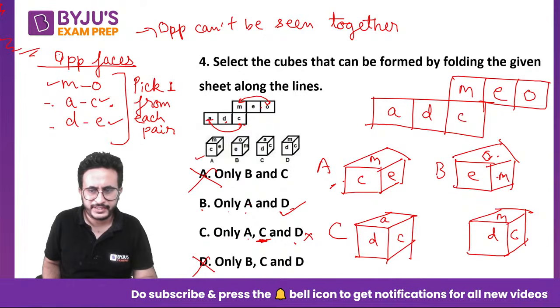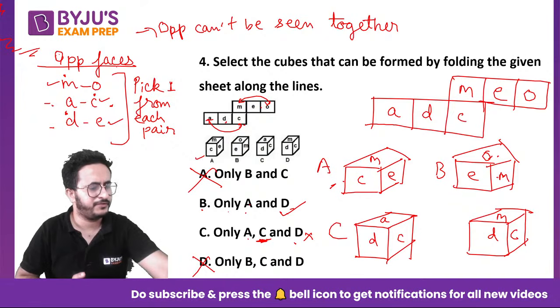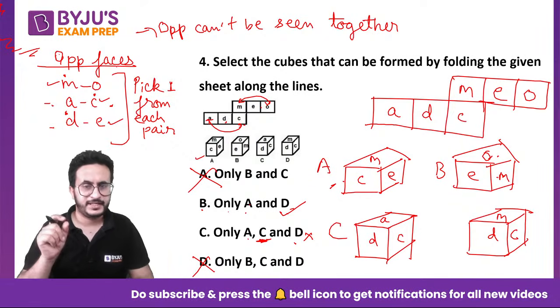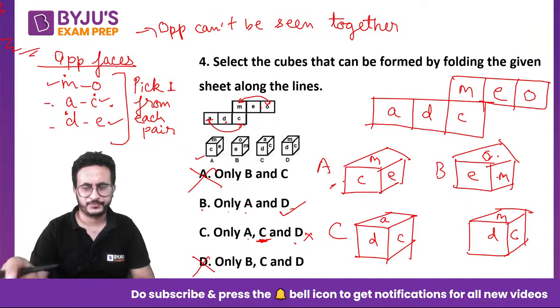And if you want to check for D, D has M, D and C. Okay, so M from this, D from this and C from this. For a cube to be valid, we should have one from each of the pairs. First thing is finding the opposite. Second thing is picking one from each pair to find a cube that exists.